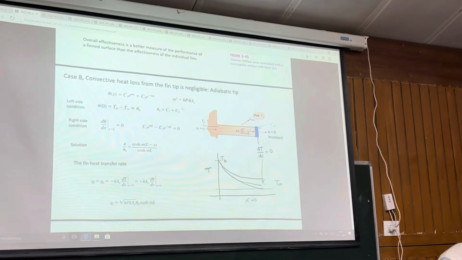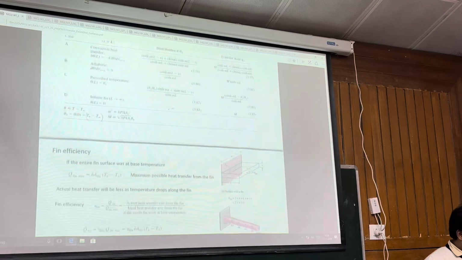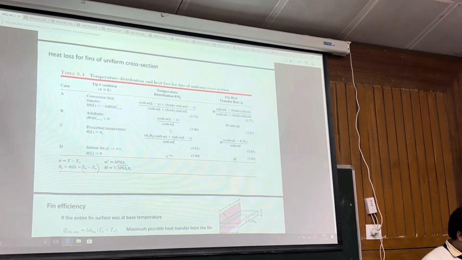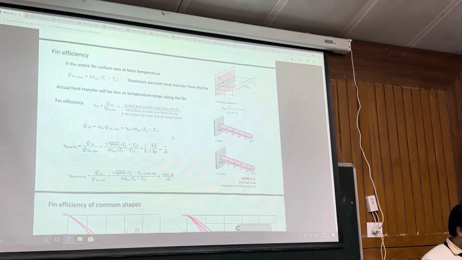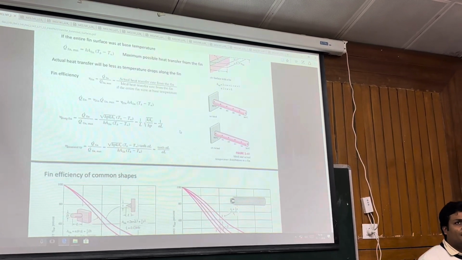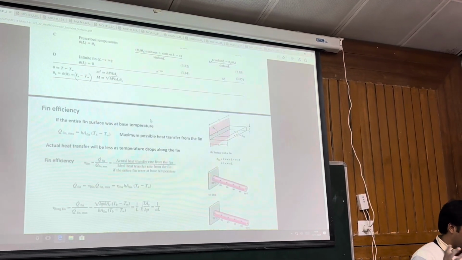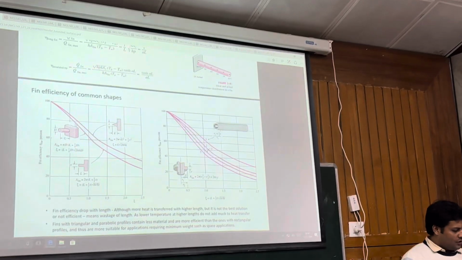And yeah, adiabatic tip also, you can note down the formula. So this is a table basically. This table you can bring in the formula sheet. Fin efficiency, it's not so important. Effectiveness only we will stick with. Efficiency sometimes confuses people, so we will avoid efficiency and we will also avoid these complicated shapes.